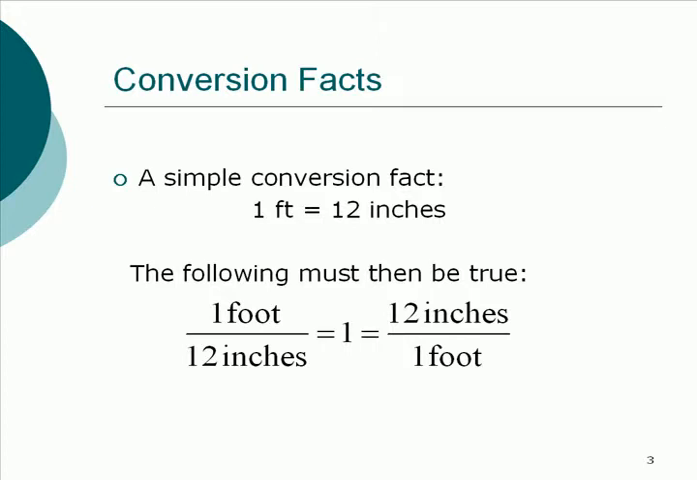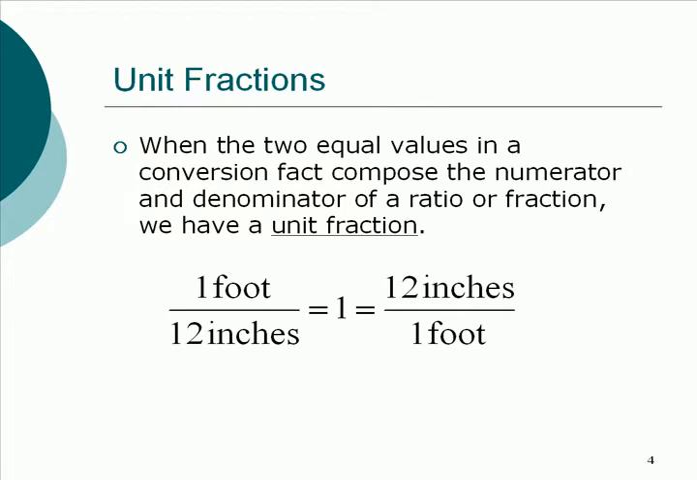And it's still equal to 1 even if you write them in reverse order. 12 inches over 1 foot. That's still true. That means that if you have a quantity and you multiply it by 1, or this, it doesn't change the quantity. Well, that's the basis for the unit fraction conversion method. When you come up with one of those fractions, that's called a unit fraction, and every conversion fact can be written in that way.